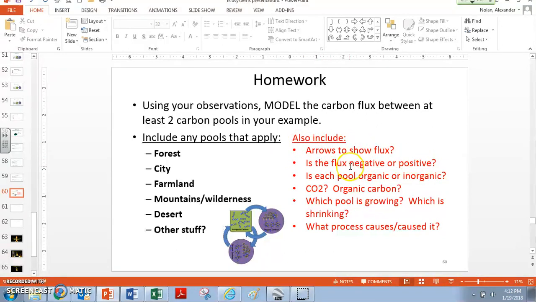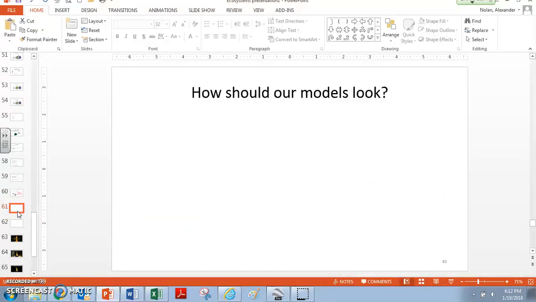We want to show: is the flux positive or negative? Is the pool organic or inorganic? Is there carbon dioxide involved? Is it organic carbon? Which pool is growing, which is shrinking? And what processes are causing it? So what we'll do together is on this screen, I'm going to model this. If you weren't here for class, or if you just want to, for your own benefit, go ahead and sketch this with me. Get a piece of paper. But we'll start off by going out and checking out Google Earth. Let's look at a few examples.